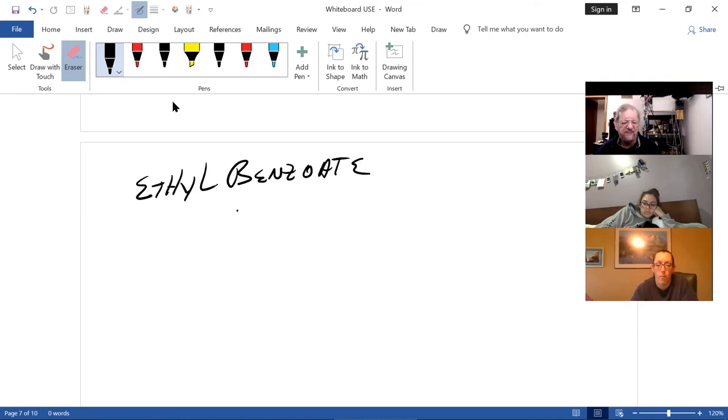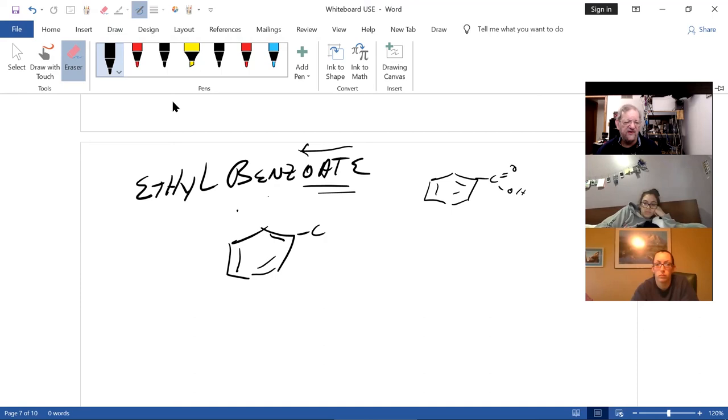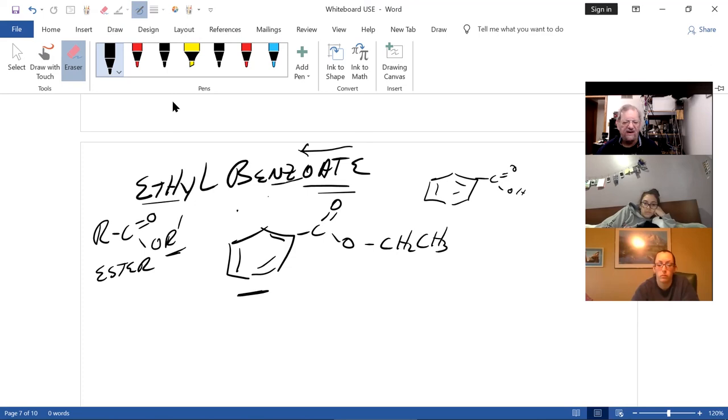All right, looks like everybody's done. And how do you decode this? Start from the right, move left. OAT ending, ester. But how do I draw benzene? Well, that's from benzoic acid, which has this structure. And therefore, I have a benzoate ester, which is this. Remember, OAT ending, ester, and when you see benzoate, R is a benzene ring, carbonyl, oxygen, what's my R prime? Ethyl. And there you go. And that's how you do nomenclature of esters.